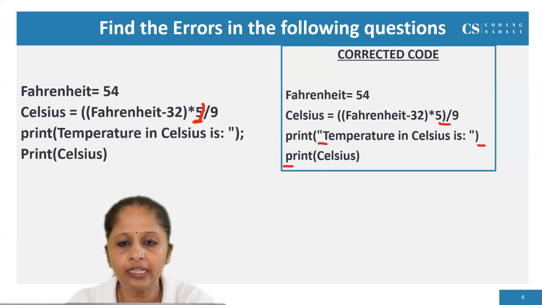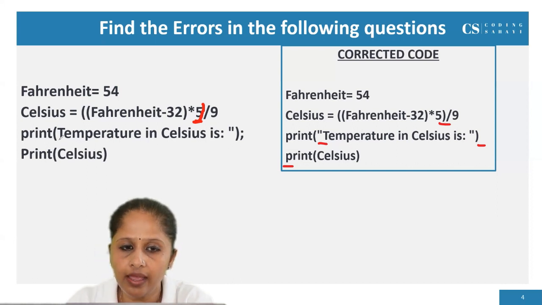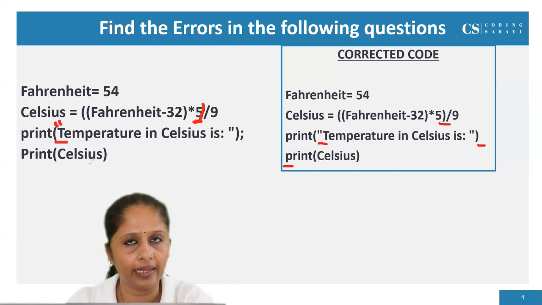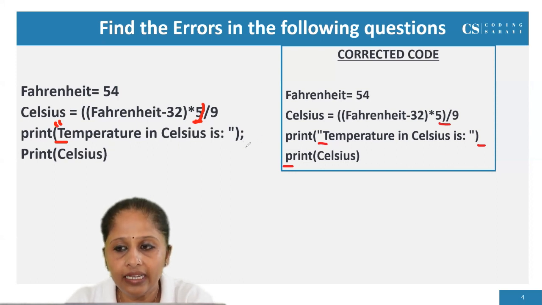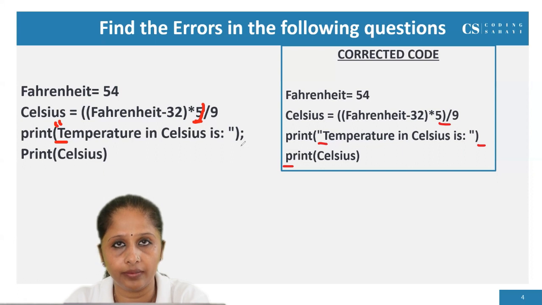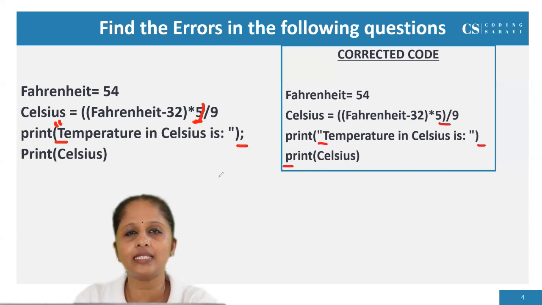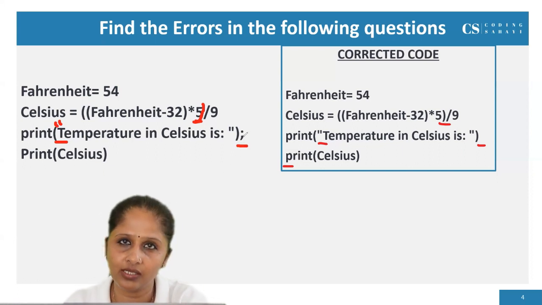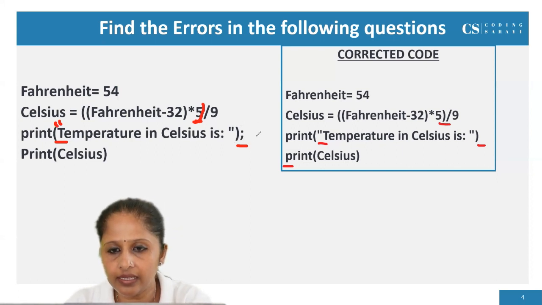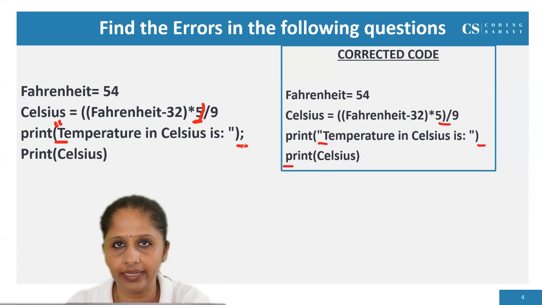Then we have print temperature in Celsius is. Okay. So here you can see double quotes I have given here, but it is not opened. So that is another error in this line. Okay. So print temperature in Celsius is, then giving a semicolon here. See, in other programming languages like C, C++ and Java, this semicolon is important. In Python we don't have semicolon. So here there is a simple semicolon, so it will give error.